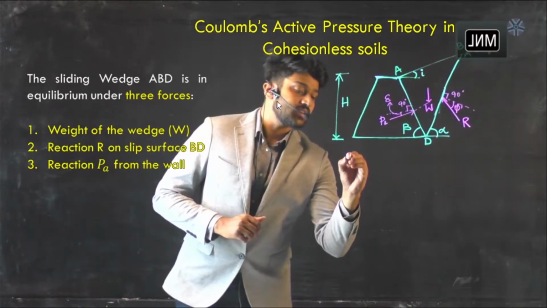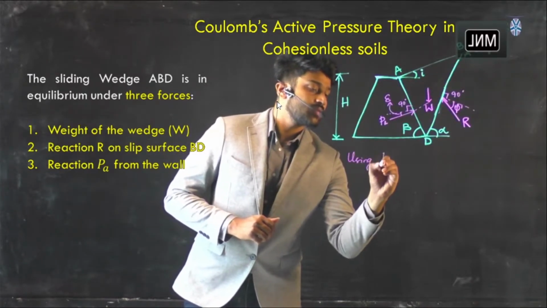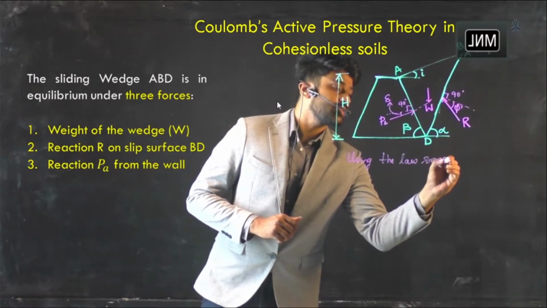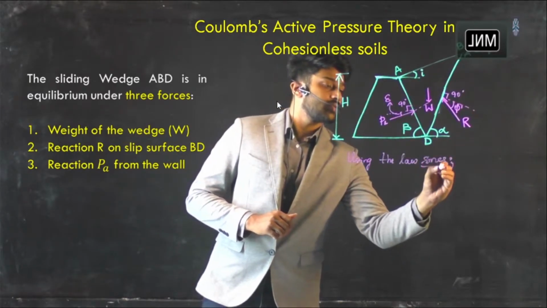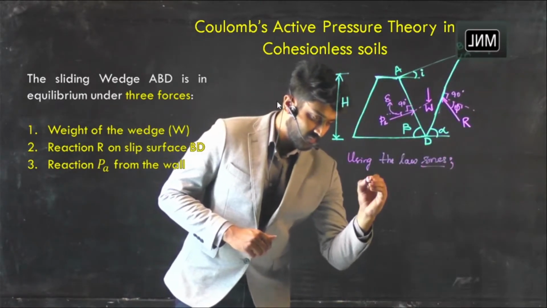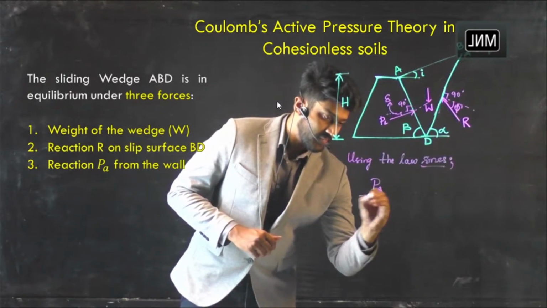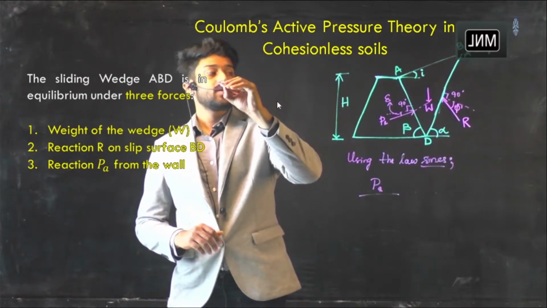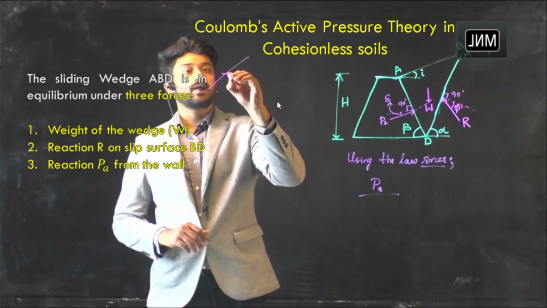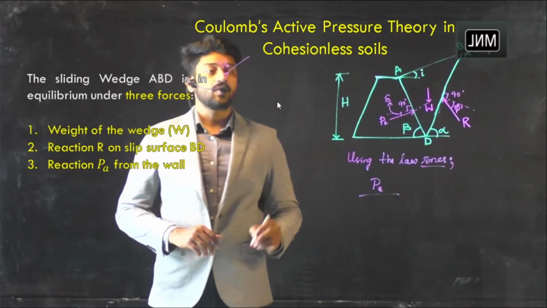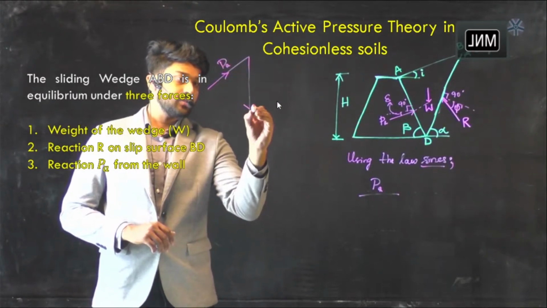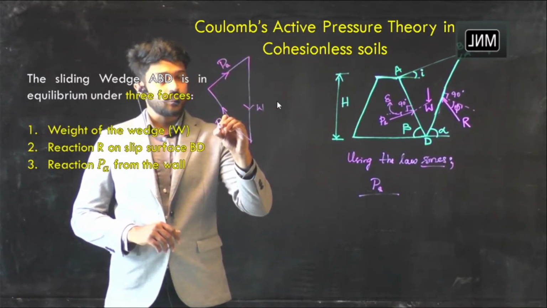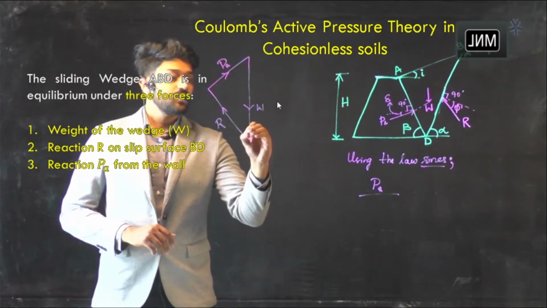Using the law of sines, okay, here PA. So if we draw the equilibrium of forces here, let PA be in this particular direction. This is PA. W is acting in this direction, and let the reaction be acting in this particular direction, capital R. So we need to know these angles.